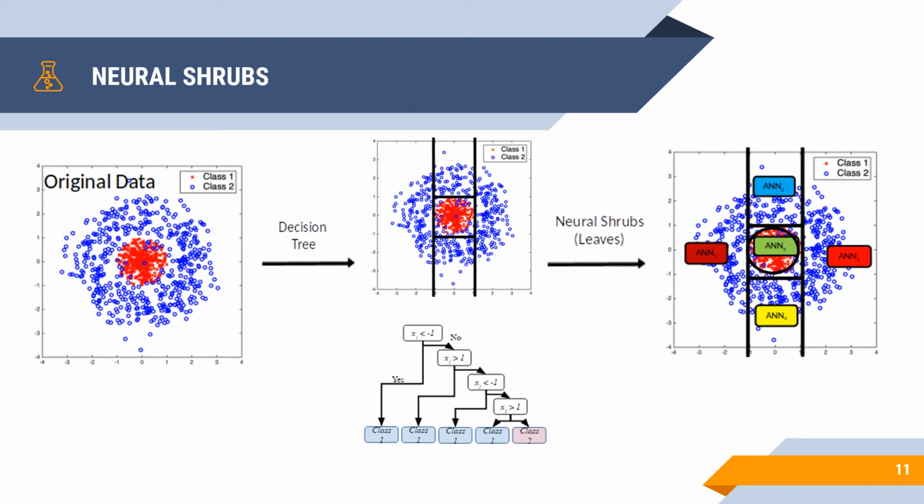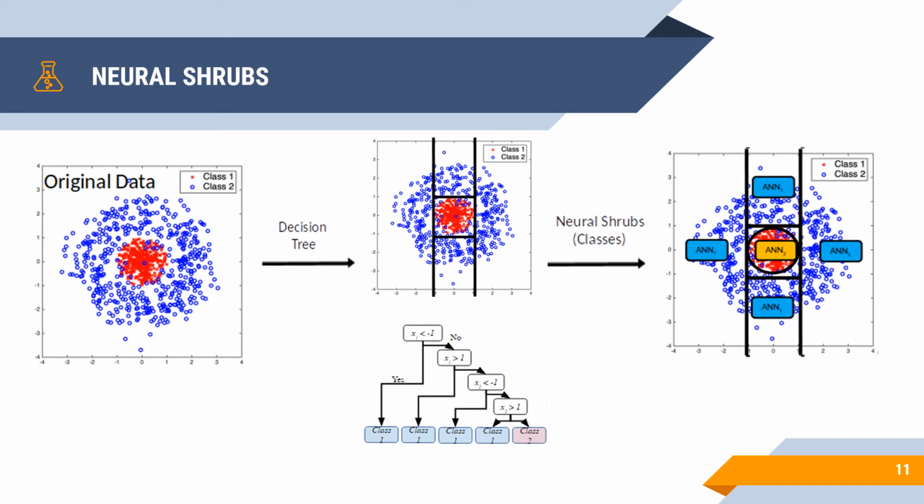For our neural shrub algorithm, we partitioned the space using a decision tree like we did in the previous algorithm. However, this time, we took the leaf nodes which were predicted to be in the same class together and trained a neural network on them. The advantage of this technique was that it reduced the number of neural shrubs from the total number of leaf nodes to just the number of classes, and also provided more data for the neural networks to be trained on.